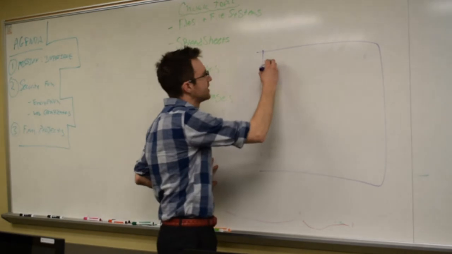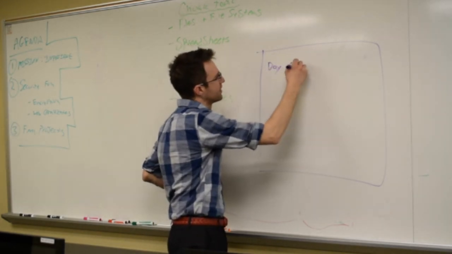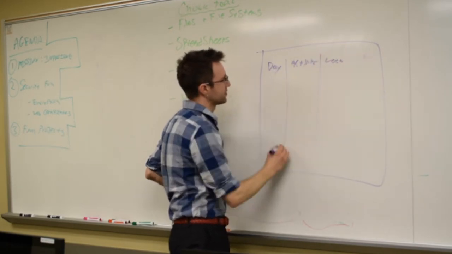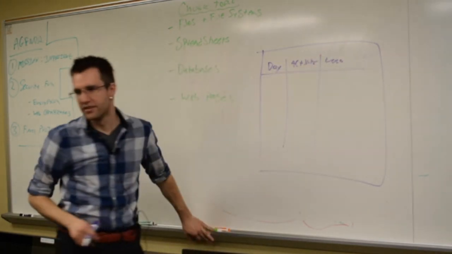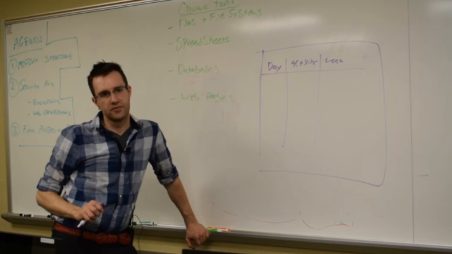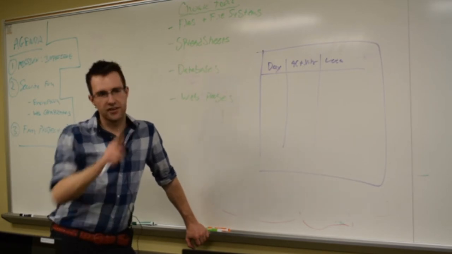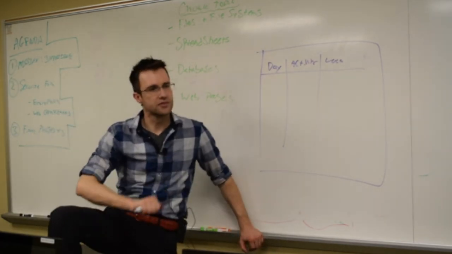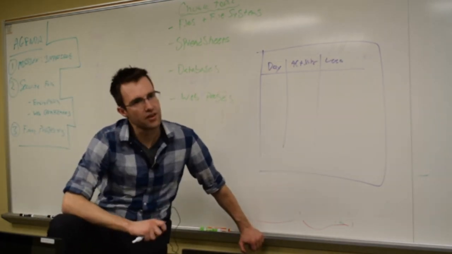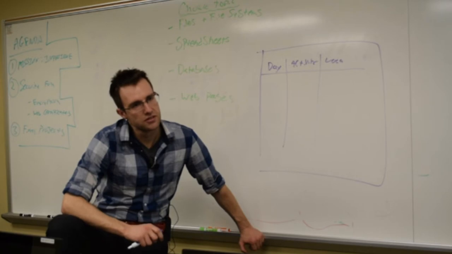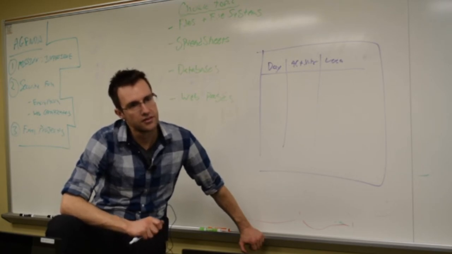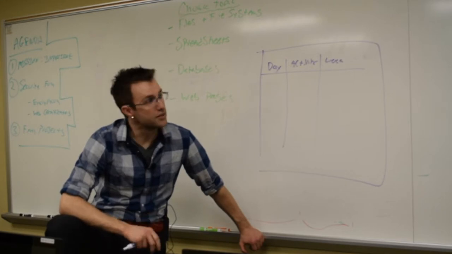So she might have day, and then she might have activity, location. You know, she can think about what her columns might be as a sketch for her project. So that's a neat idea. And I heard something, Kylie, about key makeup steps, or something like a must-have shopping list of items. Yeah, and you can develop it.